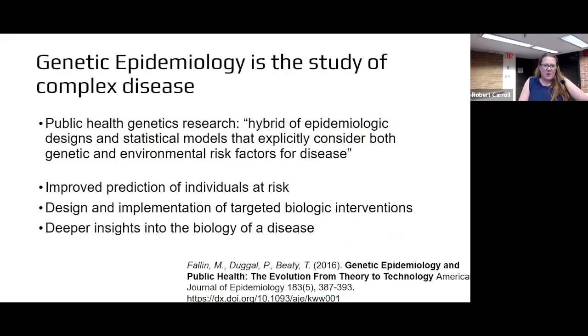Another resource paper, published in 2016, says that within public health genetics research, genetic epidemiology is a hybrid of epidemiological designs and statistical models that explicitly consider both genetic and environmental risk factors for disease. And here we can use the field to improve prediction of individuals at risk, design and implement targeted biological interventions, and gain deeper insights into the biology of disease.